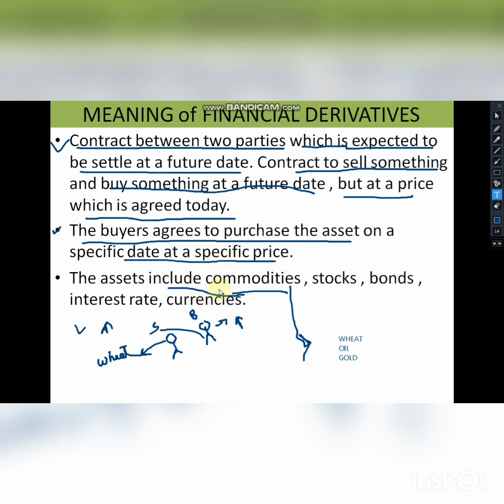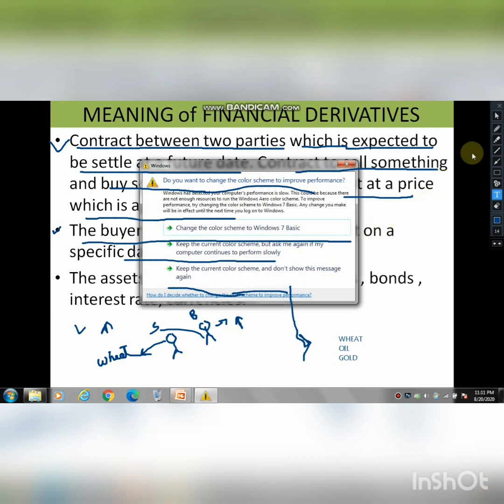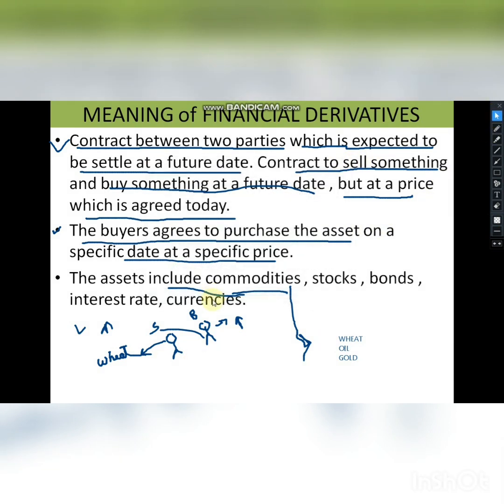I will clear these points when we talk about the types of derivatives. So one point is clear: these people are bound in this contract. The reason is risk, because they are thinking that there is an involvement of risk, or you can say, to reduce the risk, this contract is going to happen. So the point here is to reduce the risk. Done. Let's move on to the next slide.